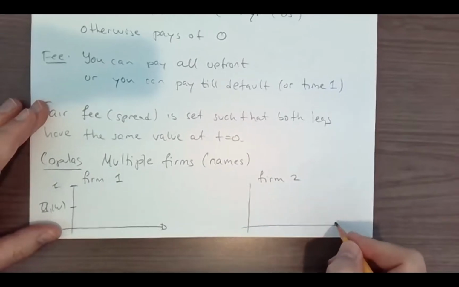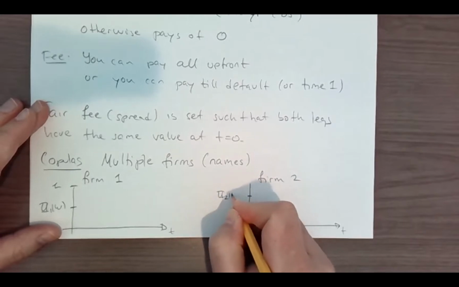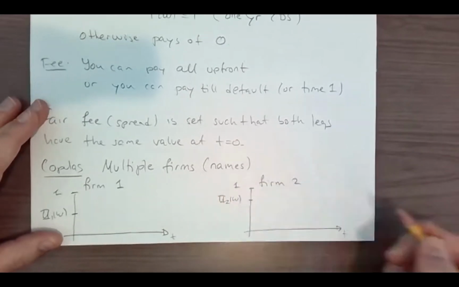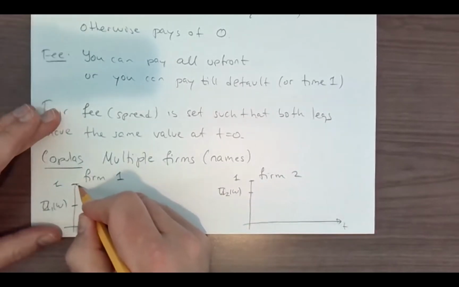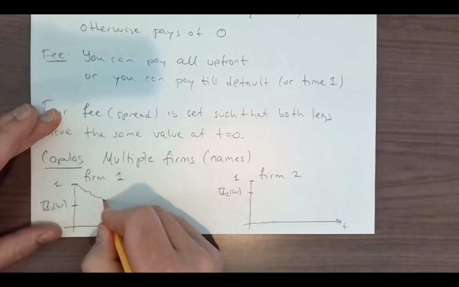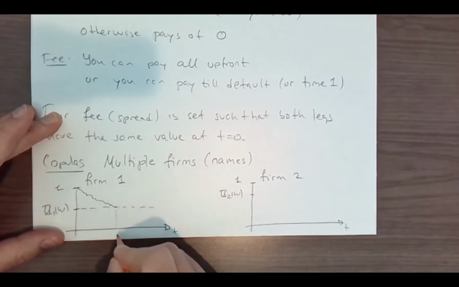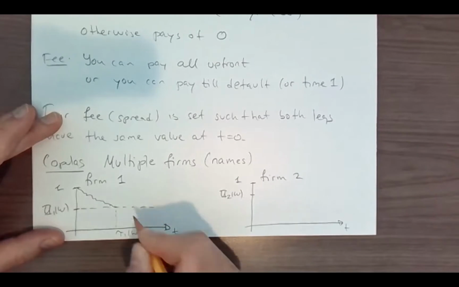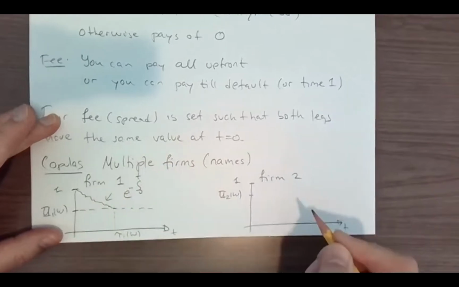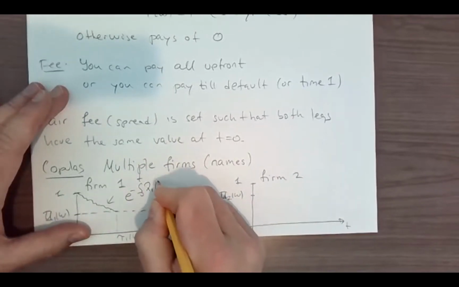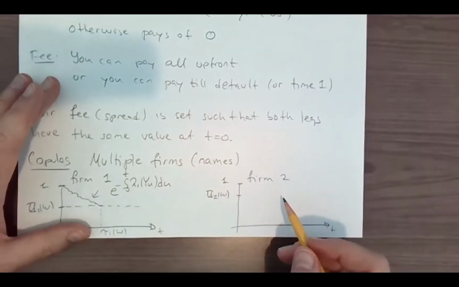also has a uniform. This could be U2. These are random and they're uniform. And you draw the picture. When it hits, this is when firm number 1 defaults. And this process here is e to the minus an integral from 0 to t of lambda 1 applied to y. Y is the same for both firms.